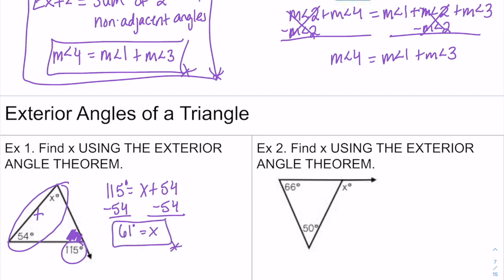So for number 2, if we follow that same pattern, our exterior angle, which is x, is equal to not the angle right next to it, but the other two angles added together. So that would be 66 plus 50. And in this case, we just need to simplify the right side of that equation. 66 plus 50 is 116 degrees.